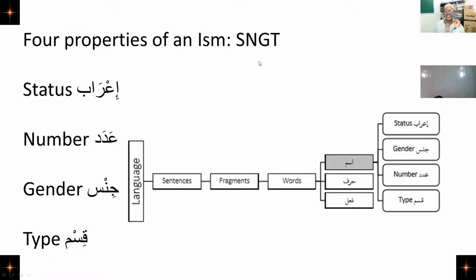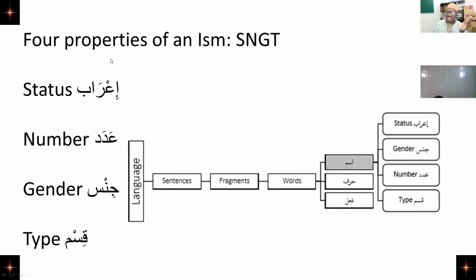Okay, we call it SNGT as an abbreviation. SNGT, put that in your minds. We will always be using S for status, N for number, G for gender, and T for type. So every ism has these 3 properties. There is no ism that does not have these 3 properties. It means that for you to define any ism, you need to know its status in the kalim, in the ayah, or in the phrase or statement, its number, its gender, and type.